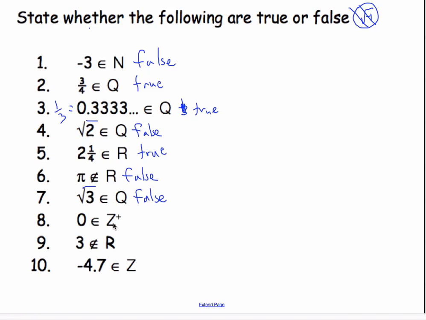Is 0 a member of the positive integers? That is false. It's not a member of the positive integers. They start off at 1. Is 3 not a real number? That is false, because 3 is a real number. Negative 4.7, is that a member of the integers? That is false, because integers do not include fractions or decimals. They're only like -3, -4, and such like that.